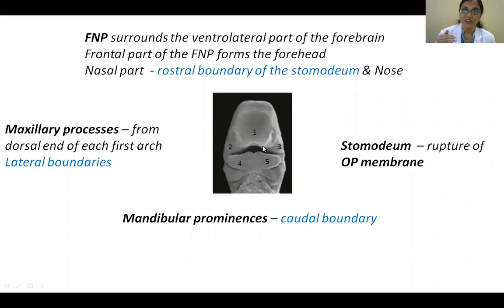Rostral is the cranial part. And then the frontal part, so frontonasal. There are two structures together. The frontal part forms the frontal region, that is your brow, whatever your forehead is, that is because of the frontal part. And the lower nasal part will form your nose. If you just see your face like this, this part is the frontal, and this nose is from the nasal process. But the two come from one process, so the name is the frontonasal process. And the nasal part is forming the rostral boundary of your stomodium. So your nose is above your mouth.